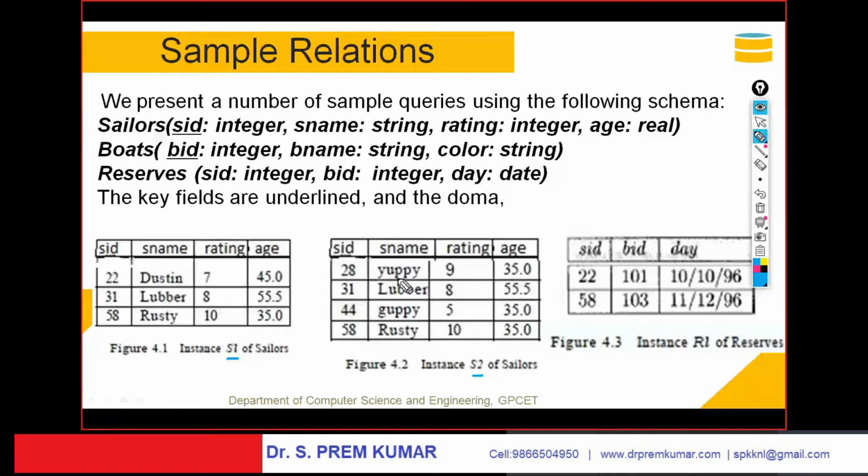28, Lupi. The name of the sailor is Lupi. Rating is 9, age is 35 years. 31, the name is Lubber and rating is 8 and age is 55.5. Sailor ID is 44, Guppy. The sailor name is Guppy. Rating is 5 and age is 35. Sailor ID is 58, name is Rusty, rating is 10 and age is 35 years.